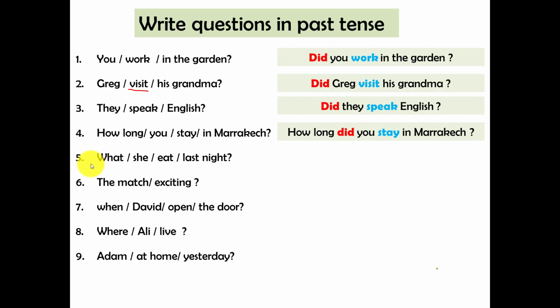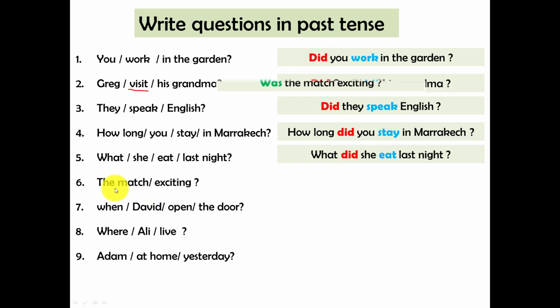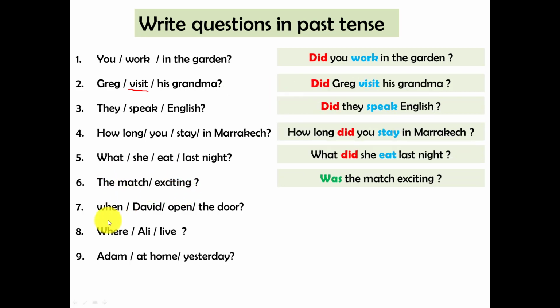Good. So 5. What she eat last night? Yes. What did she eat last night? Number 6. The match exciting. What is the verb here? Oh yes, we don't have a verb. So if we don't have a verb here, we can just put the verb to be. Here we have the match is a noun and exciting adjective. So was the match exciting?